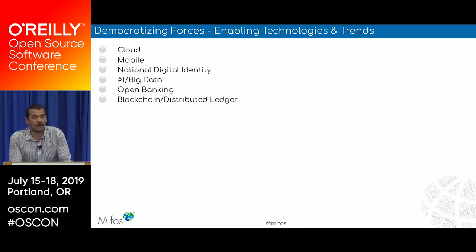So each one of these democratizing forces we're going to look at today are mutually independent, but also mutually reinforcing of each other. So we're going to first look at cloud. We're going to look at mobile and mobile financial services. We're going to look at national digital identity, artificial intelligence and big data, open banking, as well as the blockchain. And so for each of these, I'm going to give a brief primer on them, establish them in a global context, and then look at real-world examples from our ecosystem of how open source core banking is being applied to amplify their impact.